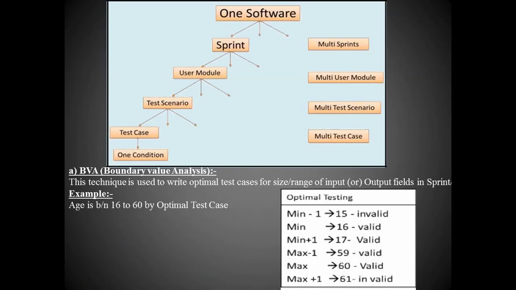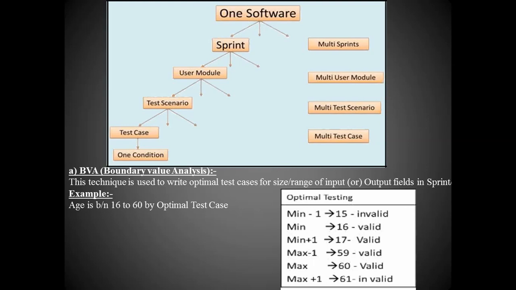One software, one condition, one test case, one test scenario, one user module, and the sprint means one software. These are all called multi sprints, meaning multi user modules, multi test scenarios, multi test cases. Here in these black box testing techniques, the first one is boundary value analysis.